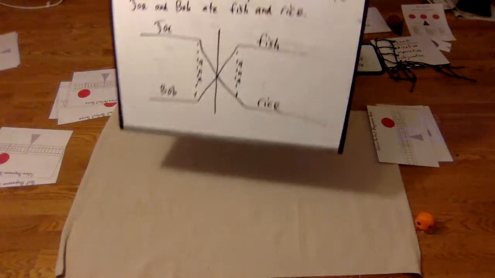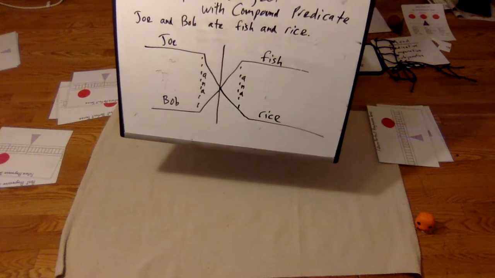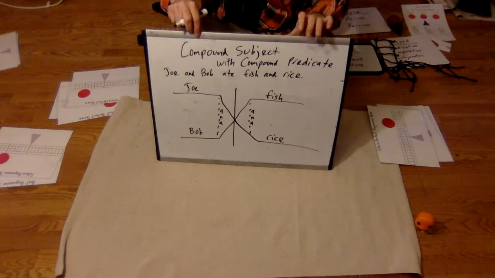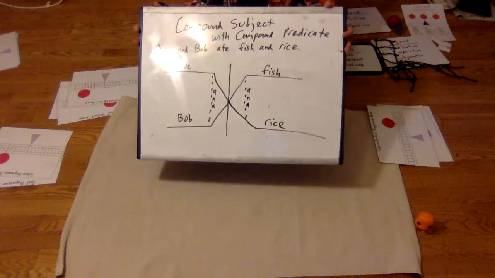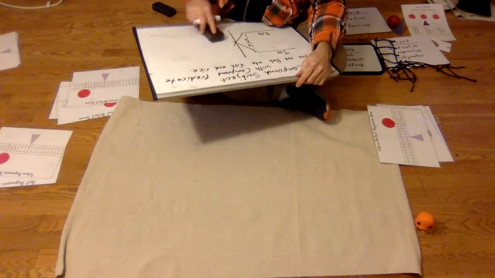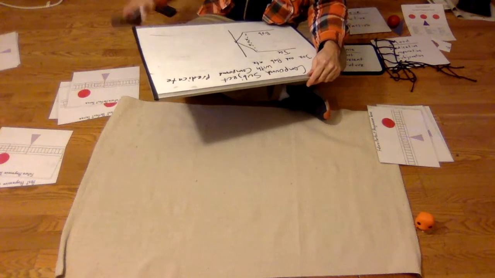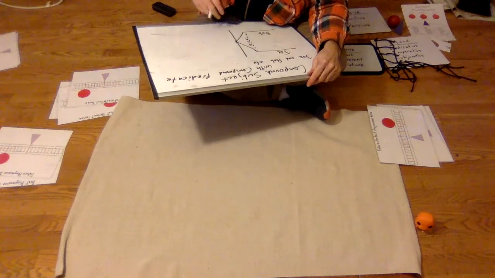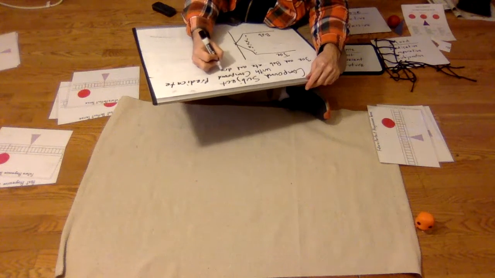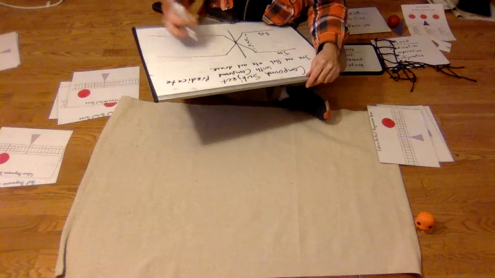All right, so Joe and Bob ate fish and rice. That's a classic compound subject with compound predicate. Notice you have your subject on this side, your predicate on this side. Oh, I totally messed up. Whoops. Nope, scratch that. This is a compound direct object, but let's change it to a compound predicate. Joe and Bob ate and drank. Much better. Okay. So sorry about that.